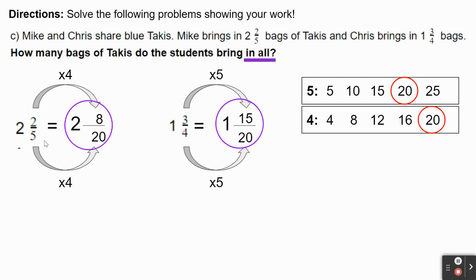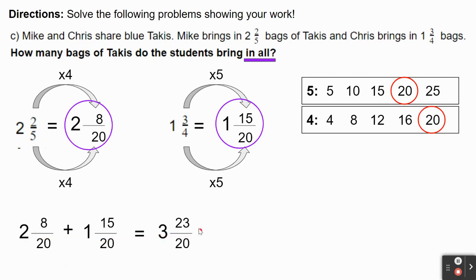So now we can add them together. 2 and 8/20 plus 1 and 15/20. Remember to add the fractions first. 8/20 plus 15/20 is equal to 23/20. Now we can add the whole numbers. 2 plus 1 is 3. So we have 3 and 23/20.